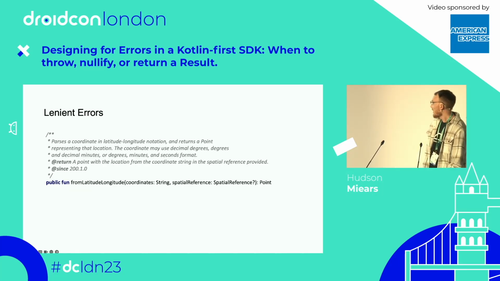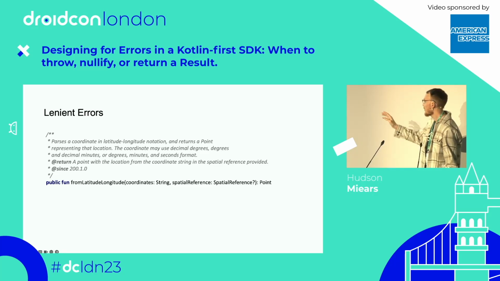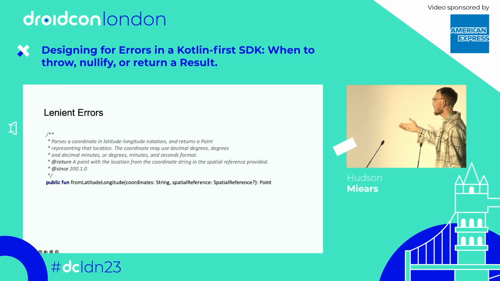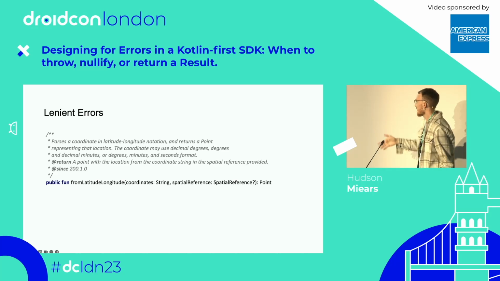Here's an example from our API for a lenient error. So we have a coordinate formatter class, which has a function from latitude or longitude. This takes some string coordinates, which need to be in a specific notation. And if they're not in that specific notation, then by default, this is going to throw.